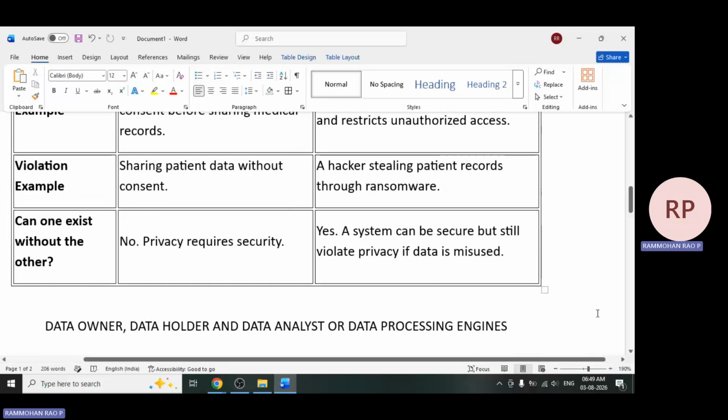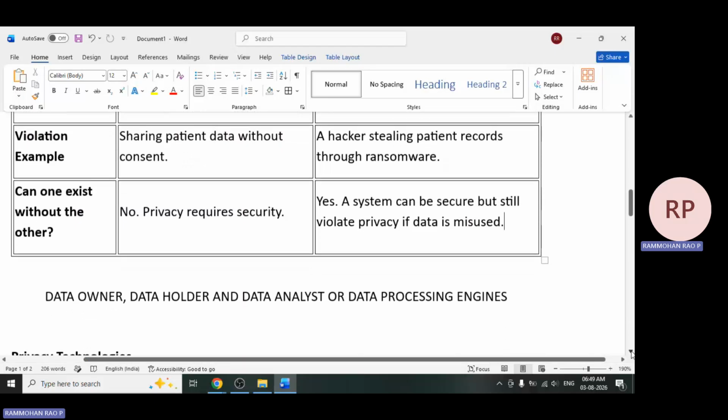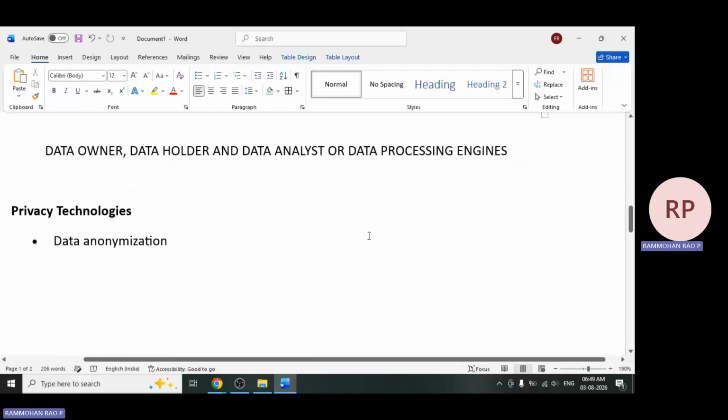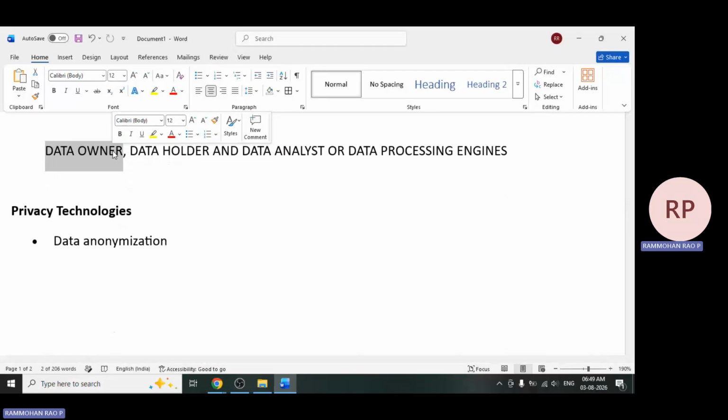I hope you got a fair idea of what is privacy and what is security. Before we move on, there are three important people or entities involved in it. Data owner means the person or the subject whom we are referring. Suppose I am talking about banking data, the customer is the owner; the patient is the owner in a hospital example, right? Then users are the owners in Facebook or Instagram.